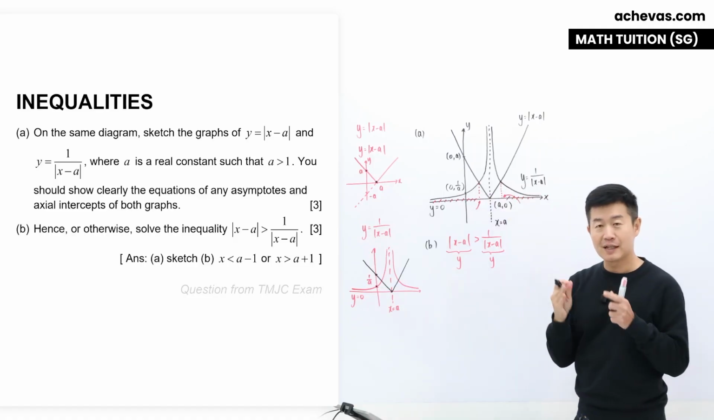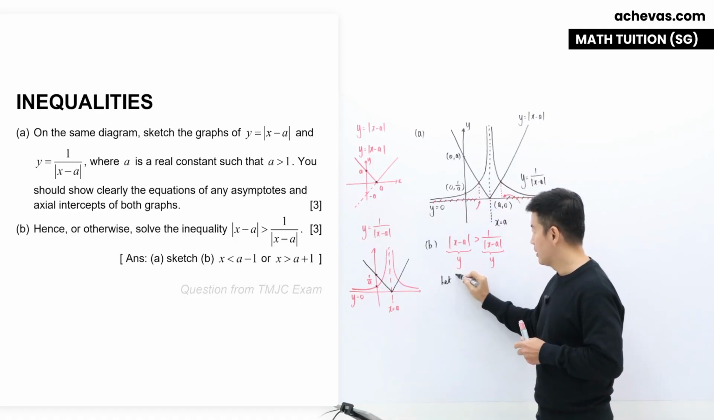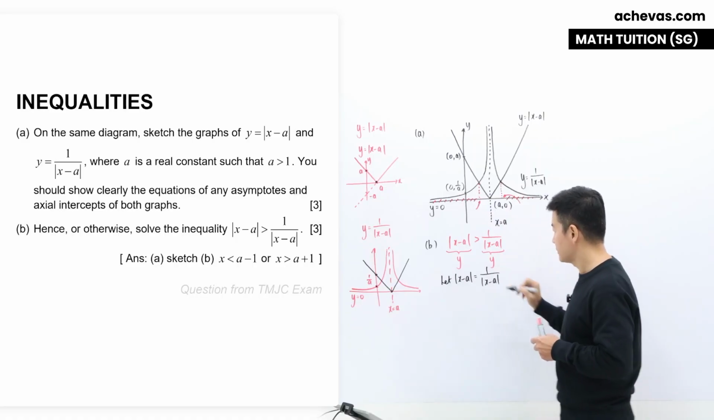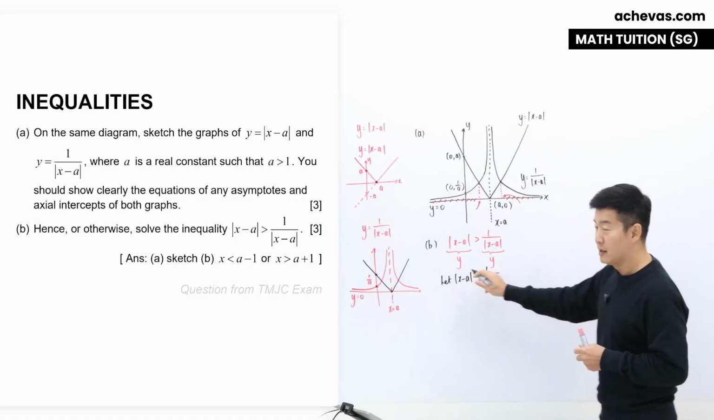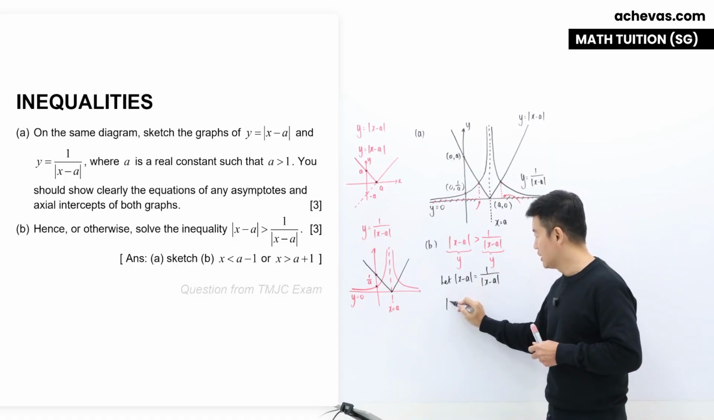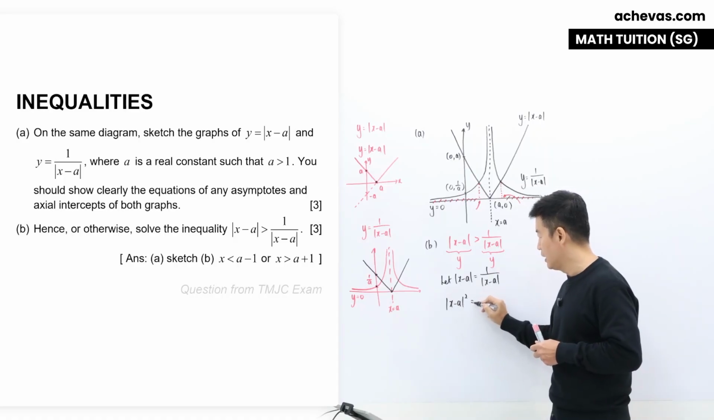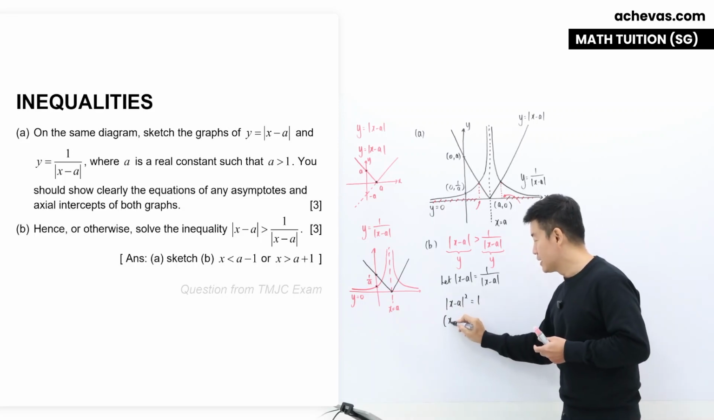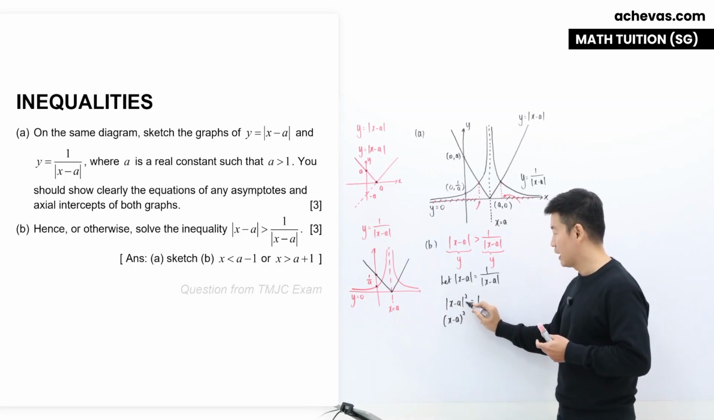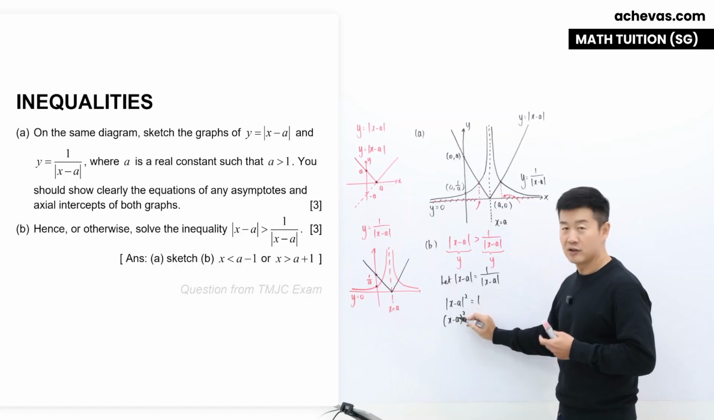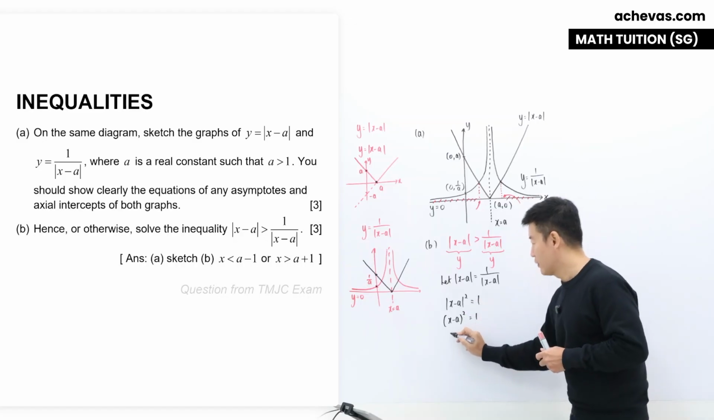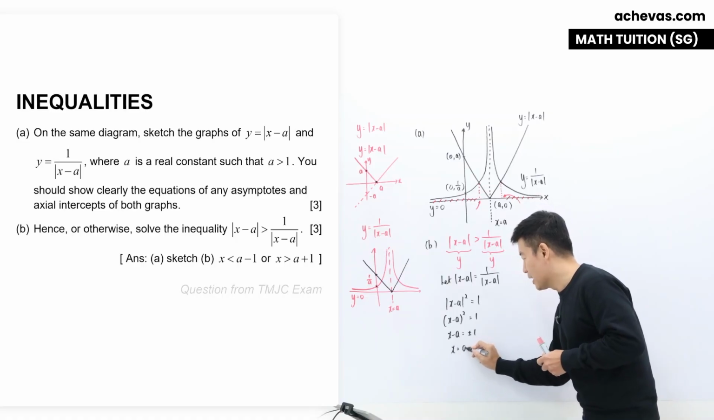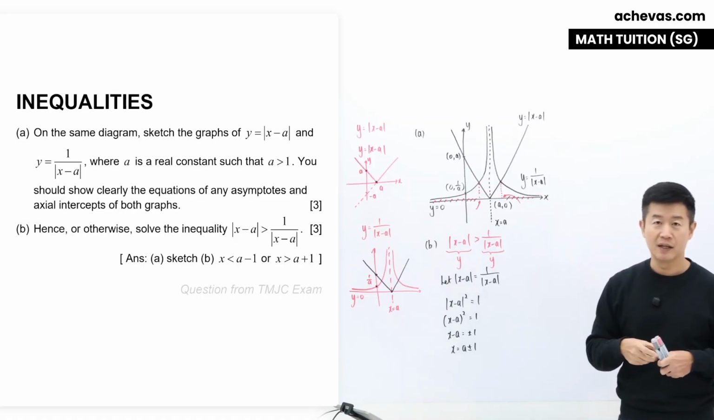we are going to first find the x coordinates of the intersection between the two graphs by letting modulus of x minus a equal 1 over modulus of x minus a. Then cross multiplying, we have modulus of x minus a, squared, equal to 1. And algebraically, there's no difference between modulus of x minus a squared and simply (x minus a) squared. So solving for this, we take the square root, so plus or minus 1. x is going to be a plus or minus 1.